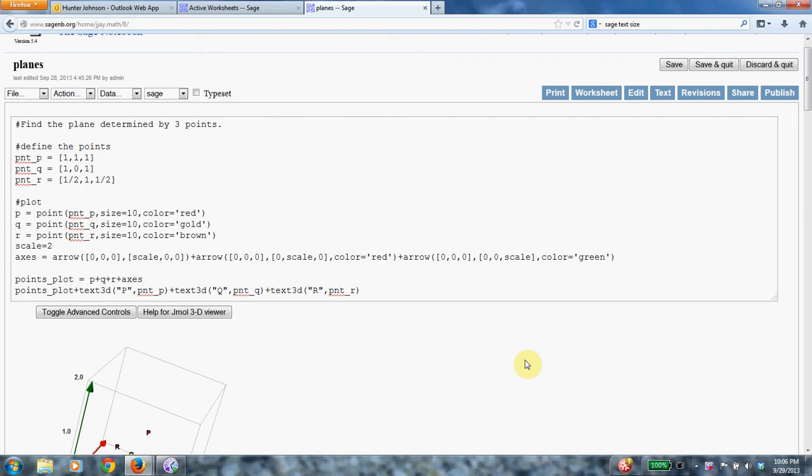In this video, we're going to find the equation that describes a plane that goes through three given points.